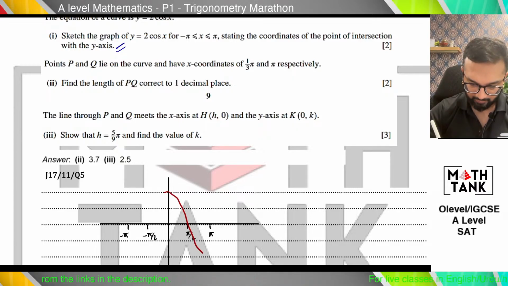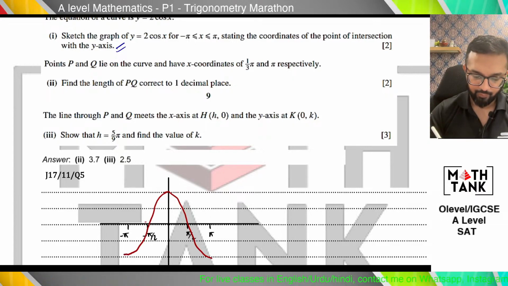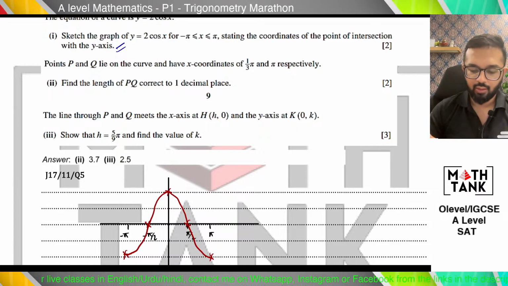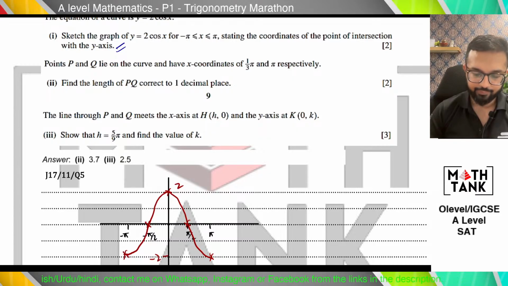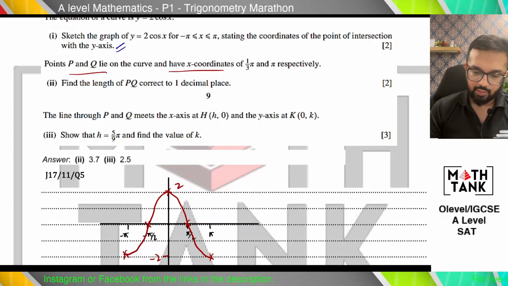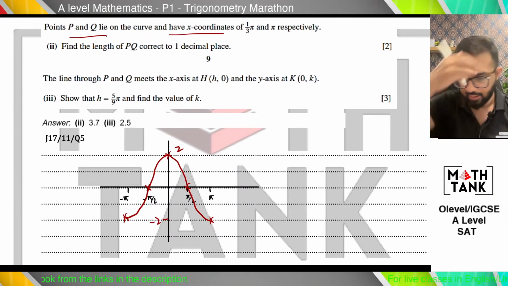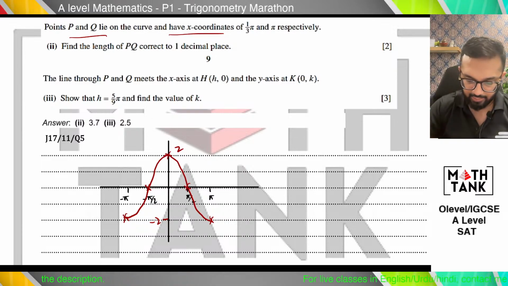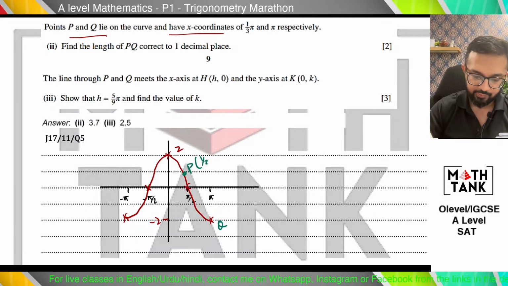So, okay. That's 2 and that's minus 2. Then it says points P and Q lie on the curve with x coordinates of 1 over 3 pi and pi respectively. 1 over 3 pi is basically 60 degrees around here. That's P. And that's pi. So I see the y coordinate of pi as well. So I'm going to write minus 2.